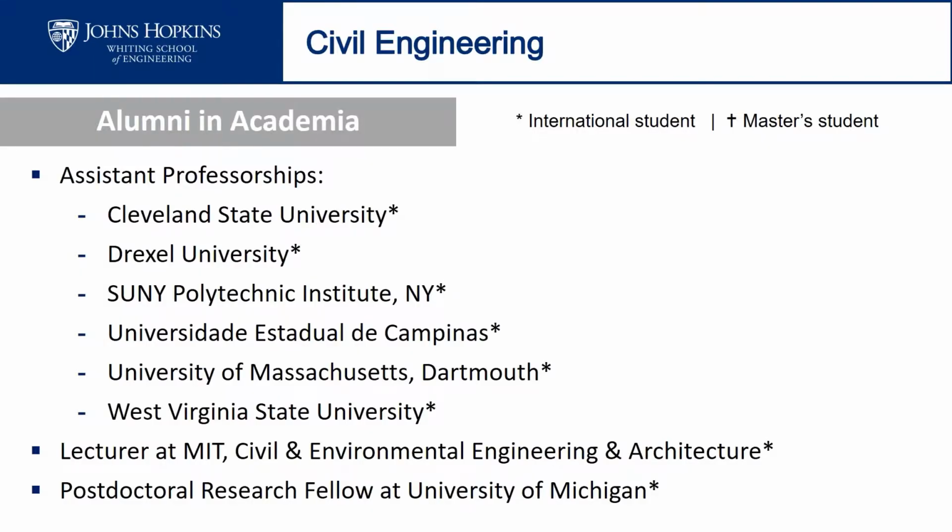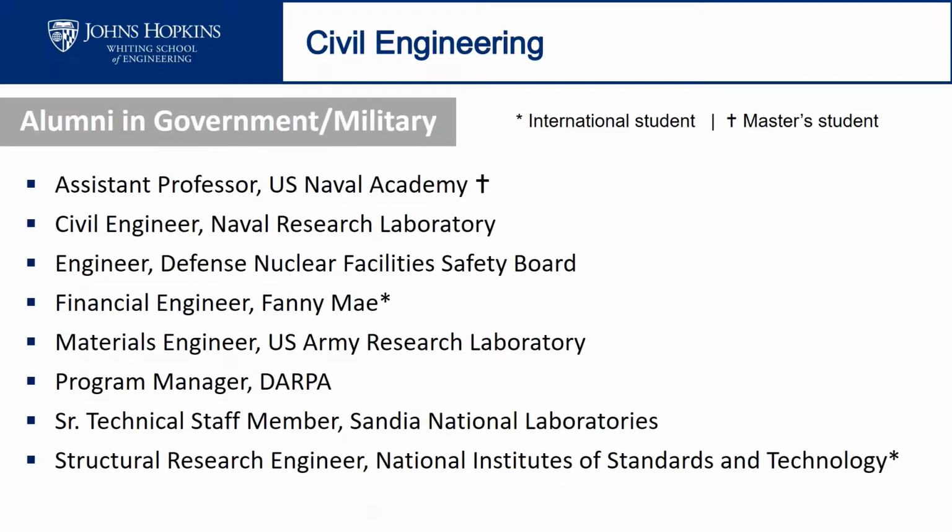So academia, and these are just, again, not an exhaustive list at all, just so you know where we send our students. So we send them to assistant professorships at all these universities. And the asterisk highlights international students in terms of where all of them have gone. We also send, and you can see that there's a full list here of assistant professors, lecturers, and postdoctoral fellows of where our alumni from our PhD program go to. In terms of government and military, so again, U.S.